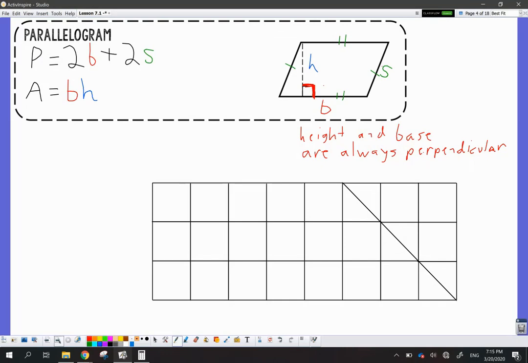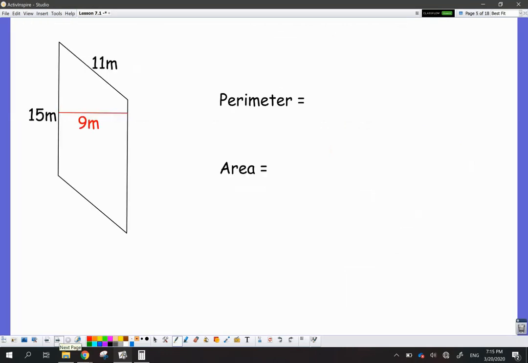Let's continue. Here's an example that we're going to do together to find the perimeter and the area of this parallelogram right here. So for the perimeter, now I know that this side here is 11, but I also know that these two sides are congruent because it's a parallelogram. So if this is 11, then this must also be 11. And if this is 15, then this must also be 15.